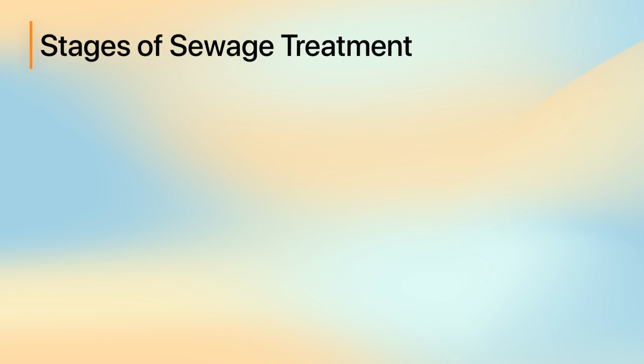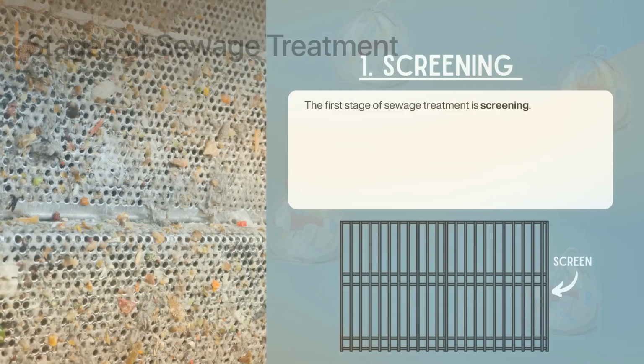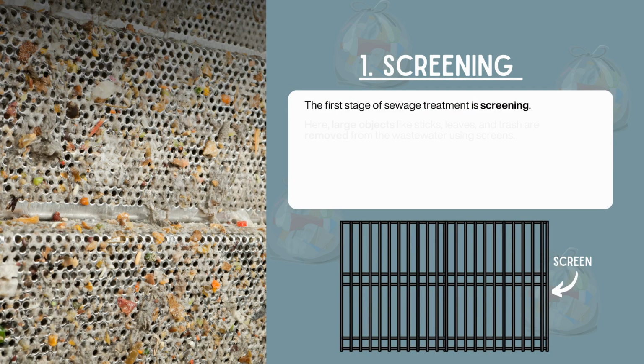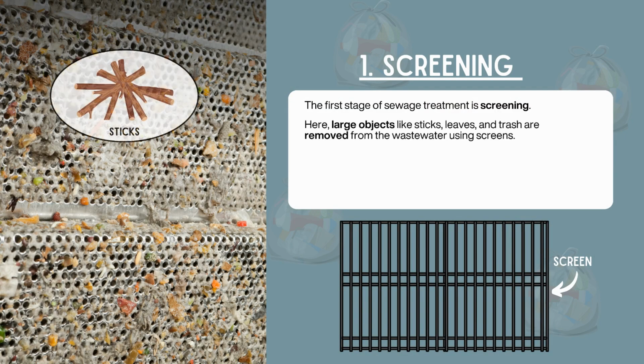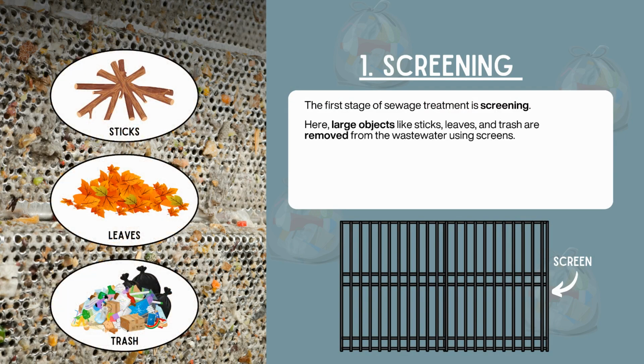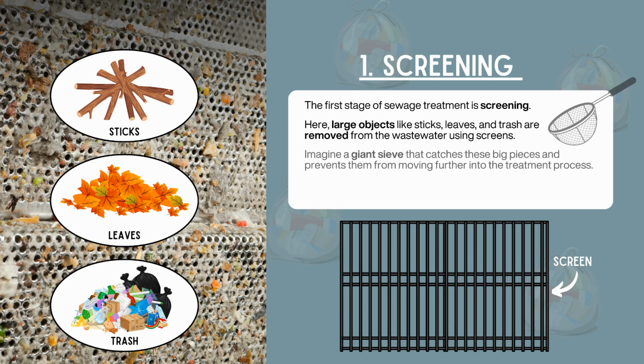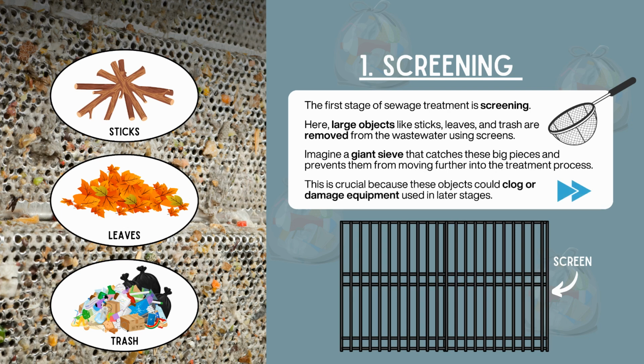Let's delve into the main stages of sewage treatment, which ensures that wastewater is cleaned and safe for the environment and potential reuse. The first stage of sewage treatment is screening. Here, large objects like sticks, leaves, and trash are removed from the wastewater using screens. Imagine a giant sieve that catches these big pieces and prevents them from moving further into the treatment process. This is crucial because these objects could clog or damage equipment used in later stages.